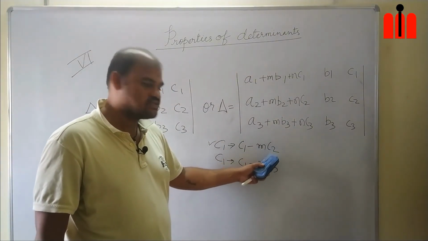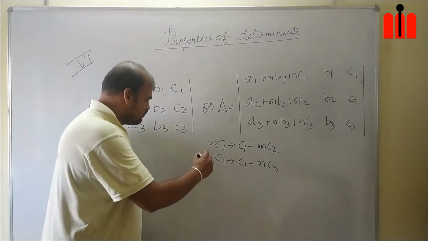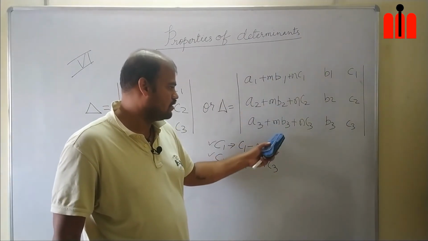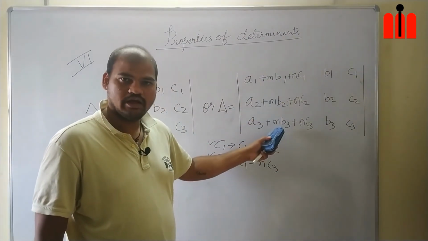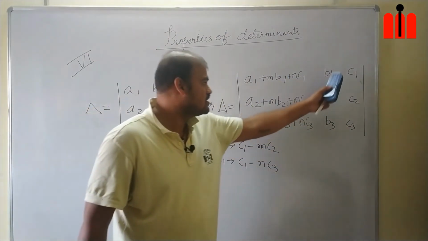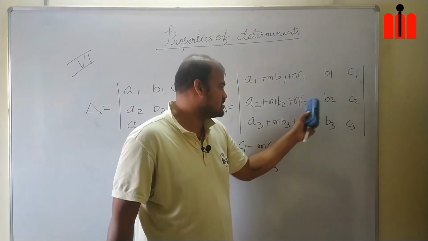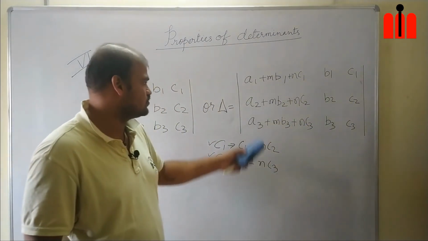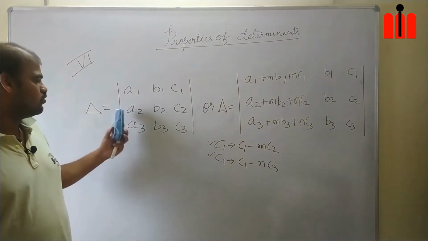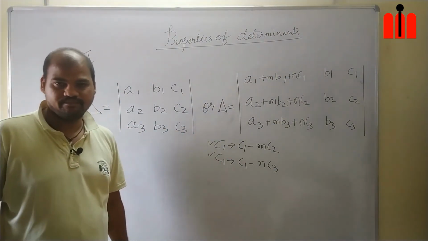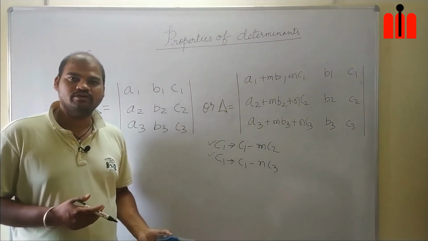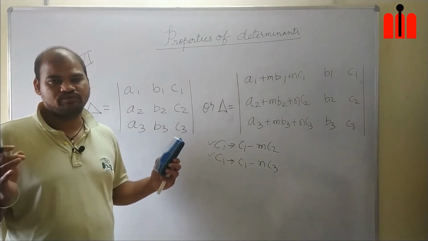After that we perform this operation, C1 minus n C3. So the m terms are all cancelled out. Now we are left with n c1, n c2, n c3, and the same n c1, n c2, n c3 are subtracted. So we are left with a1, a2, a3 at the end. That means both determinants are the same. So this is the property based on the column operations.